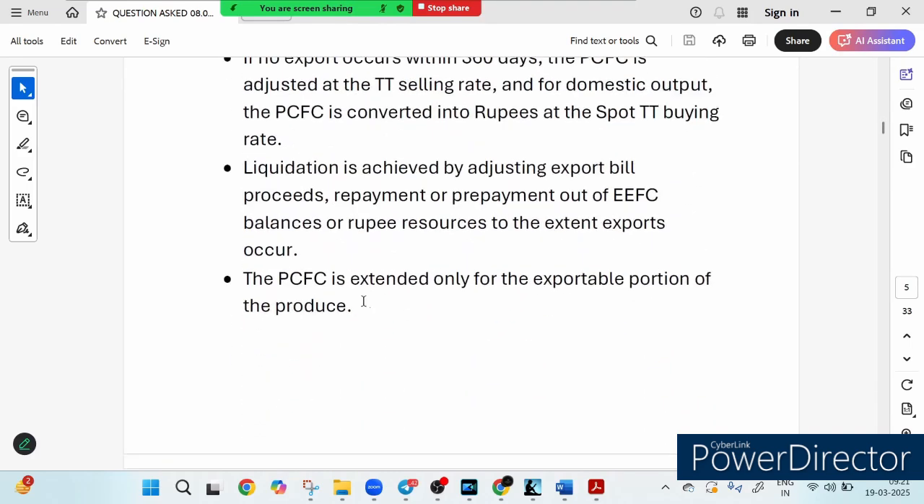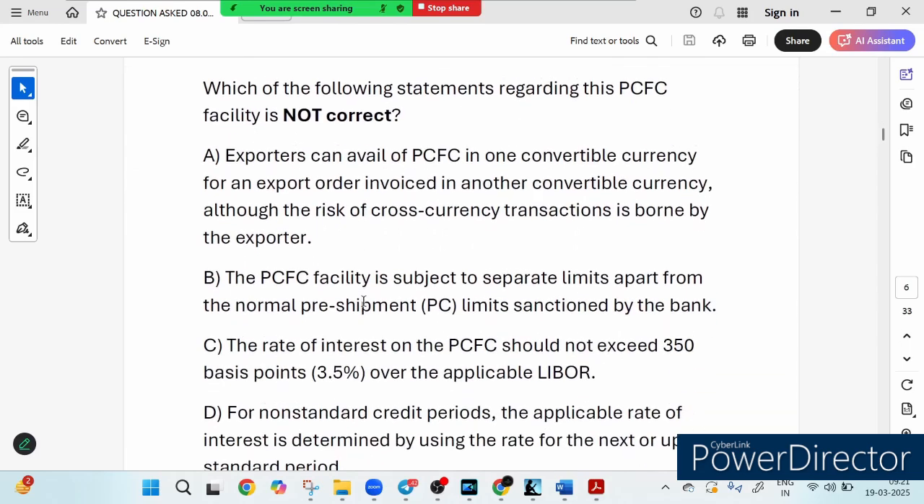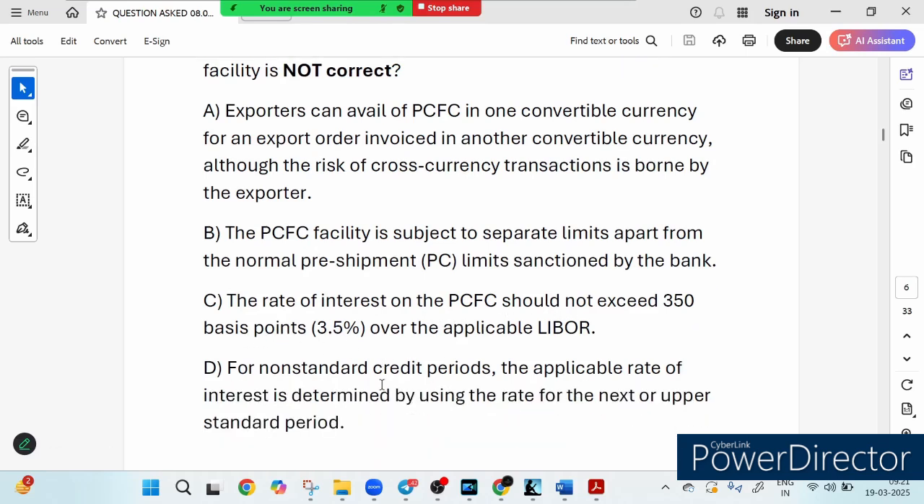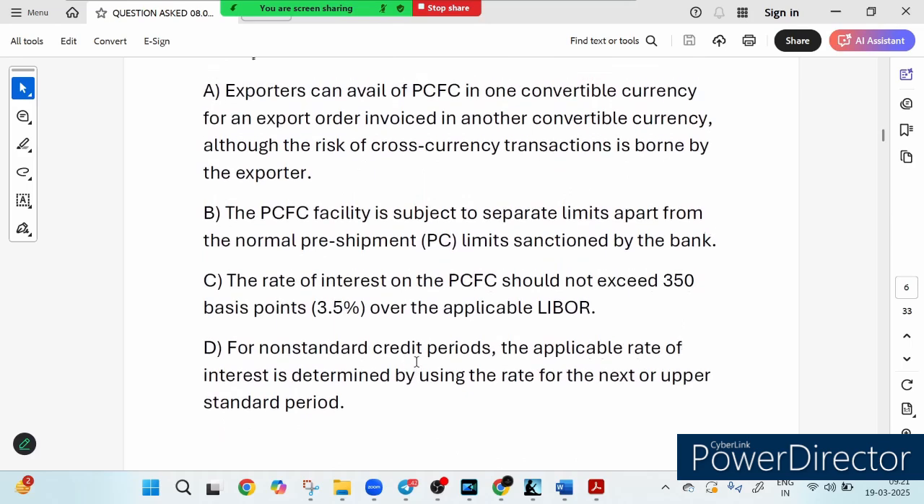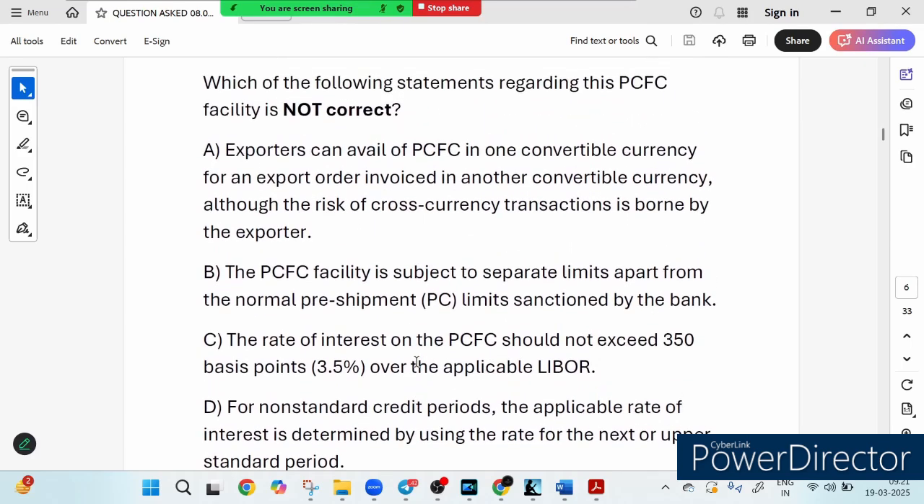So let's see the question directly. No need to go through each and every option. Which of the following statements regarding this PCFC facility is not correct? Option A: the exporter can avail of PCFC in one convertible currency for an export order invoiced in another convertible currency, although the risk of cross currency transaction is borne by the exporter. Option B: the PCFC facility is subject to a separate limit apart from the normal PC limit sanctioned by the bank. Option C: the rate of interest on the PCFC should not exceed 350 basis points over the applicable LIBOR. And option D: for a non-standard credit period, the applicable rate of interest is determined by using the rate for the next or upper standard period. So friends, these are the four options, and we have been asked which is not correct. So let's go through each and every option.